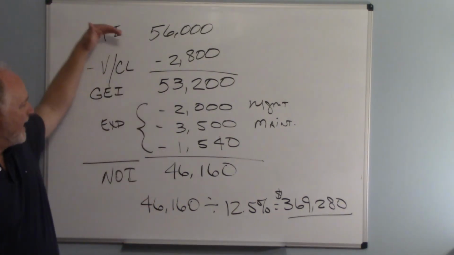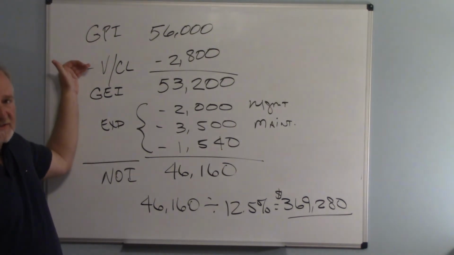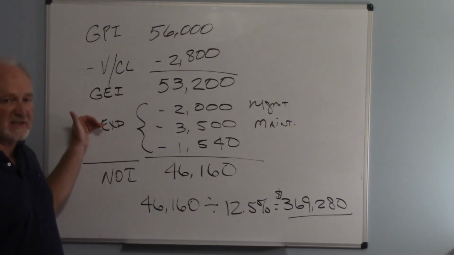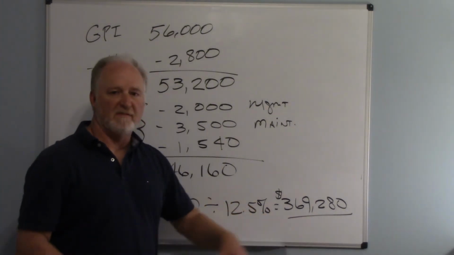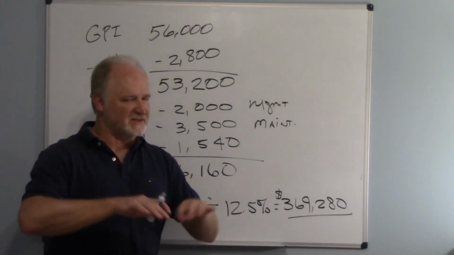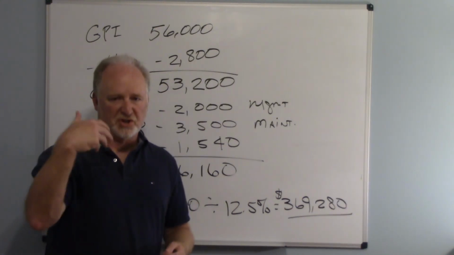Remember, every time that you do this, please say these words: gross potential minus vacancy and credit loss equals gross effective. Gross effective minus expenses equals net operating income. NOI divided by cap rate equals value. The reason is, sometimes we ask you a math question that's not a math question. Sometimes we ask you a math question that's just words.